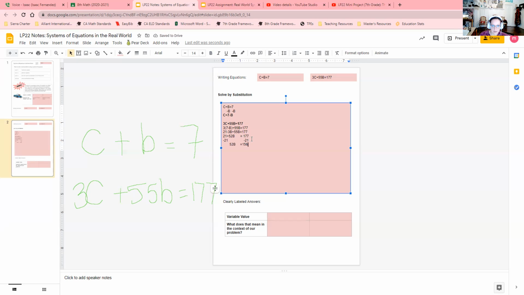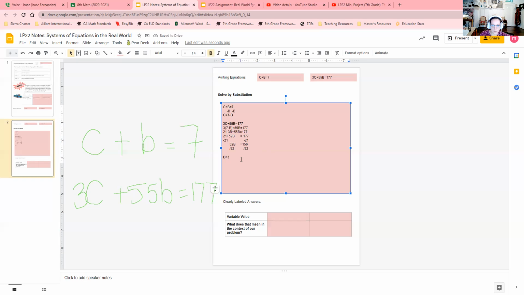Very, very last step here. We are going to divide both sides by 52. That way we can get that variable all by itself. I'm going to do the same thing on this side, divide by 52. That leaves me with a lonely B here, and B equals 156 divided by 52, which is 3.